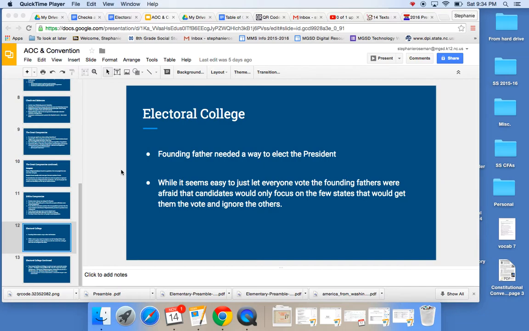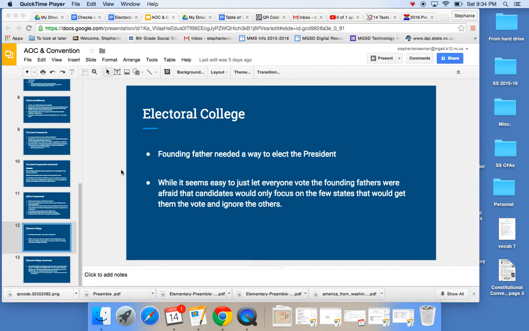And it seems easy for everyone just to vote and then count all those votes up. But they knew early on that certain states were going to have more population than others just because of the dynamic of that state. At this time, Virginia had a high population because it was a really good area to grow things. It was where Jamestown was. It had a lot of older cities.